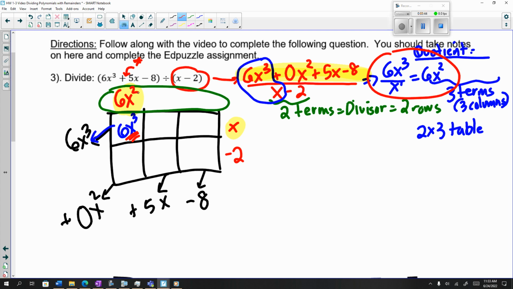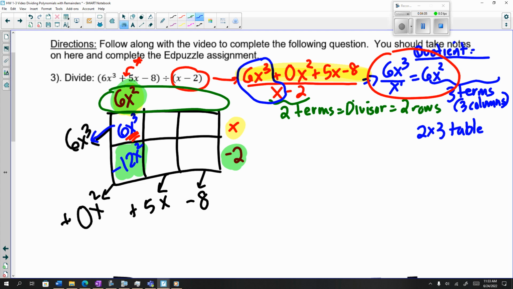Now we're going to multiply, okay? So we're going to multiply what we just got, 6x squared, times the other term, which is negative 2. So we're going to multiply 6x squared times negative 2 to get this bottom box, okay? So we're going to get negative 12x squared.